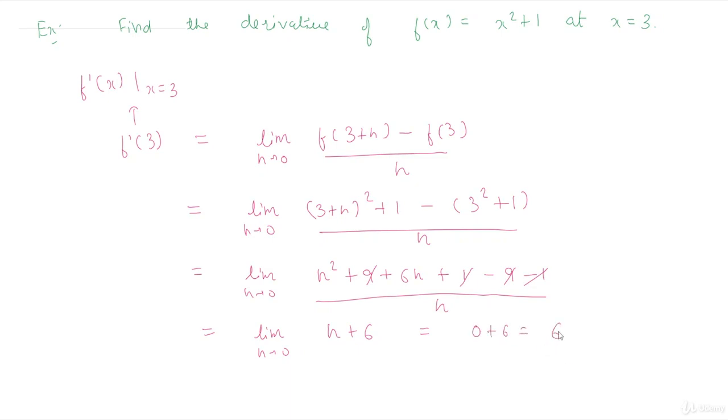So what is this 6 now? This quantity 6 is the derivative of this function at x equal to 3, or we can say the rate of change of this function f of x with respect to x at this particular point x equal to 3 is 6. So this is our answer.